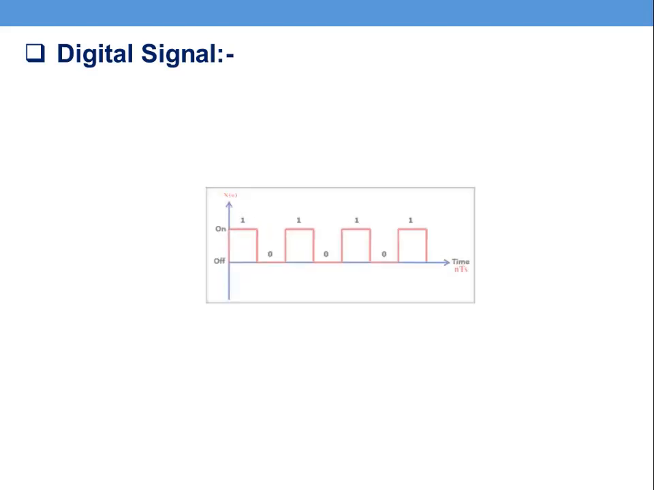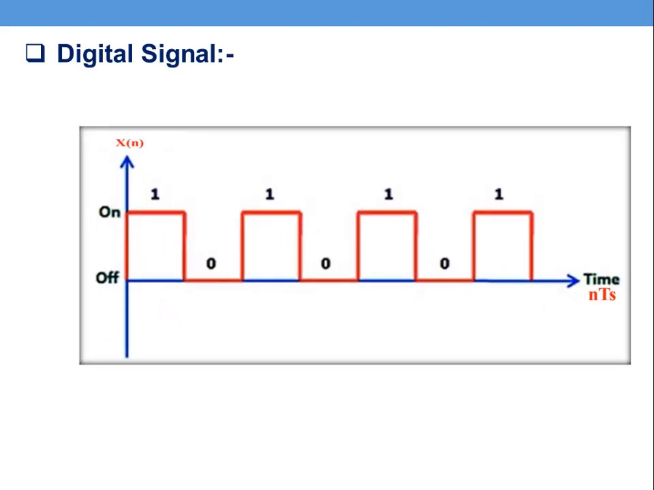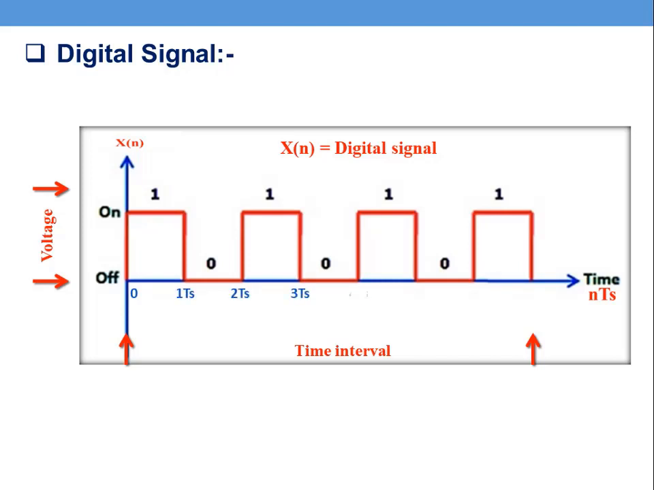Now look at the signal representation of digital signal here. Consider x of n is a function of digital signal in which voltage is not varying continuously, but there is a step-by-step variation in the voltage with respect to time. In the digital signal, time axis can be discretized at regular time interval such as 0, 1 ts, 2 ts, 3 ts, 4 ts, 5 ts, 6 ts, and 7 ts. So that we can say in this signal, time has been discretized from 0 to 7 ts.